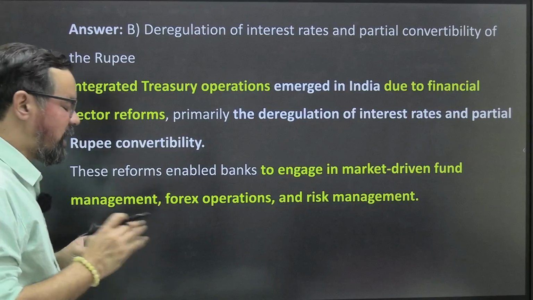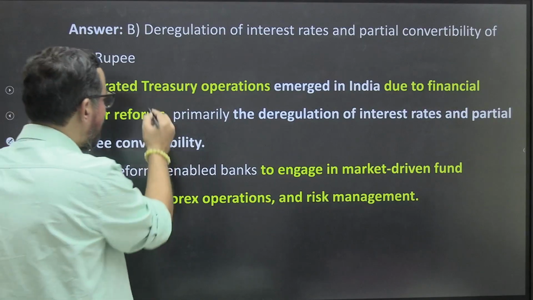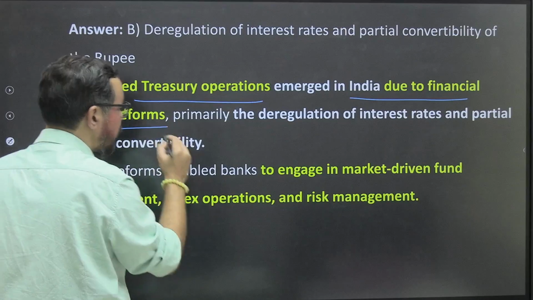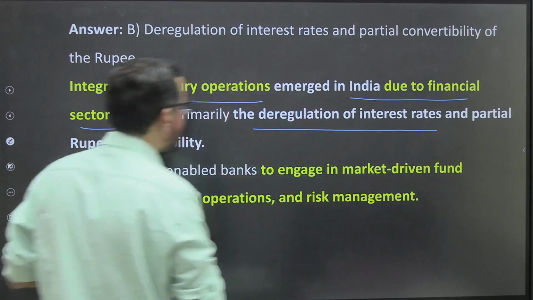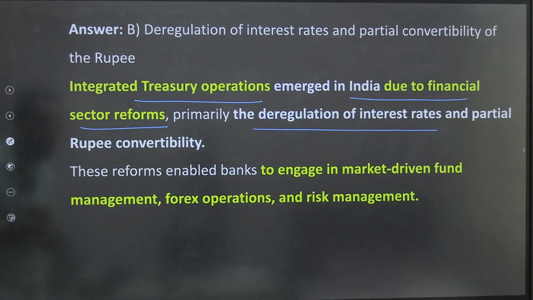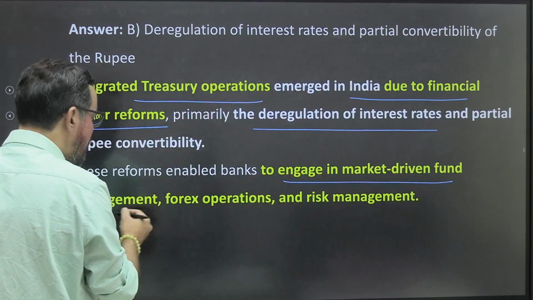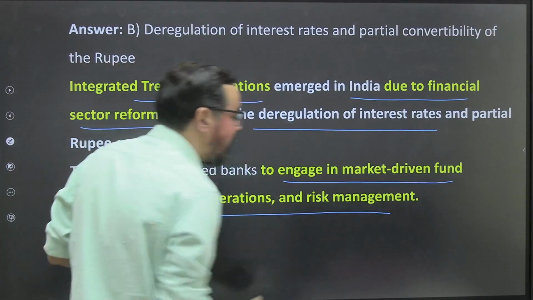So integrated treasury operation emerged in India due to financial sector reforms, primarily deregulation of interest and partial rupee convertibility. These reforms enable banks to engage in market-driven funds management, forex operation, and risk management.